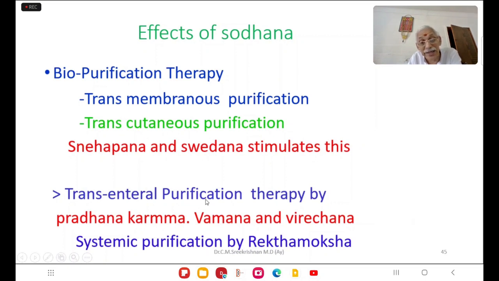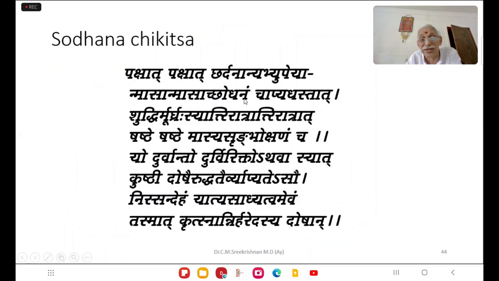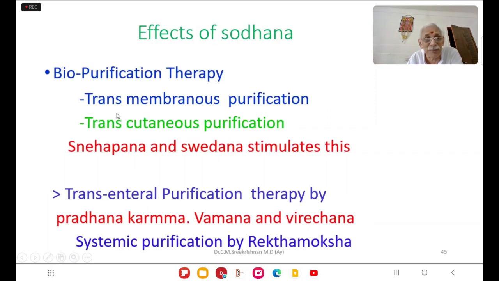Then another is internal purification therapy by Ardhana Karma, Vamana and Virechana. Thirdly, systemic purification by Raktamokshana. All these are Ajara Teli Pachat, Chadrani Peda, Masa Chajar Japadastan. Shuddhi Mudisya Triata, Shashti, Masas Mokshamcha. The important point is like this: the biopurification, transmembranous purification, transcutaneous purification, and internal purification.